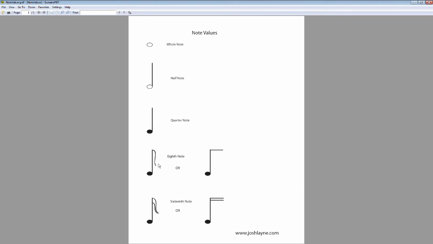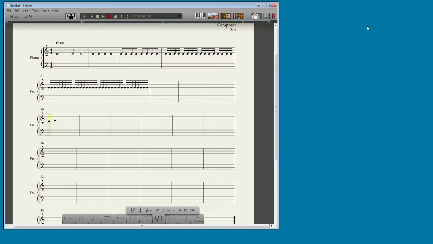If we give it a tail, so at this point they're all going to be black in the middle, if we give a little tail, it's an eighth note. Two tails, 16th, three tails, 32nd. Four tails, 64th, 128th, etc. You'll notice I say or here. Well, that's because sometimes instead of a tail, they'll have a beam. And let me show you an example.